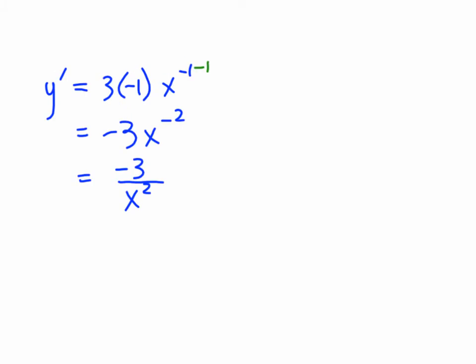Hopefully you got the same answer I did. 3 times -1 is the coefficient of -3, x to the -2. And only x to the -2 moves to the denominator. Final answer, -3 over x squared.